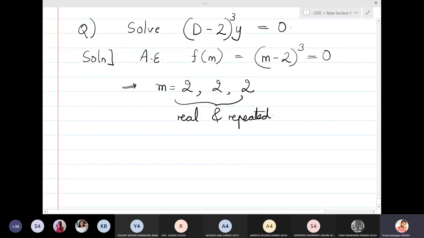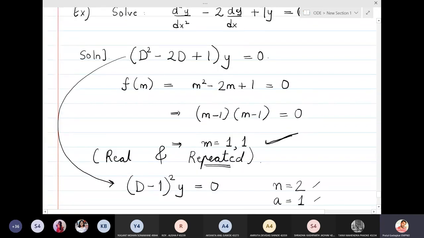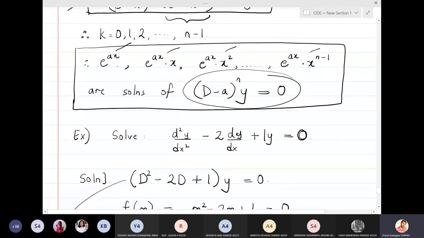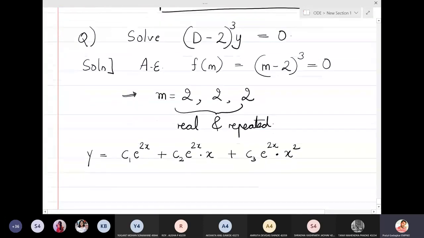So what is the general solution now? C1 e raised to 2x plus C2 e raised to 2x plus C3 e raised to 2x. Here I will put an x and here I will put an x square. This is what we have learned, right? e raised to ax into x raised to nothing, then e raised to ax into x, e raised to ax into x square. Keep adding like this, one term comes automatically, and you will stop at the x squared power.